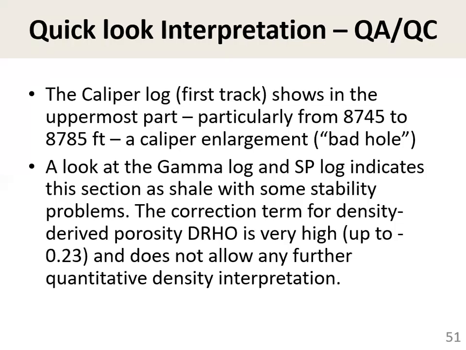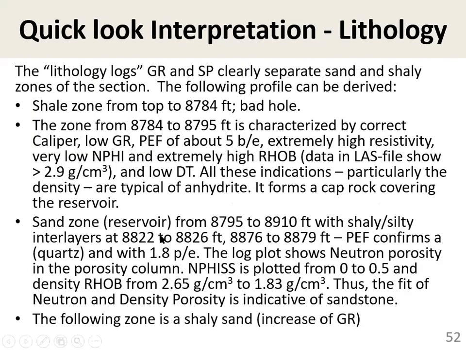So what you have here highlights the interpretation in the book. In the first track, they look at the caliper and see that there is caliper enlargement, indicative of a bad hole. They look at the gamma ray log and the SP log, which indicate that this section has shale with some stability problems. The correction term for the density-derived velocity is very high, and this does not allow any further quantitative density interpretation. The next thing is lithology.